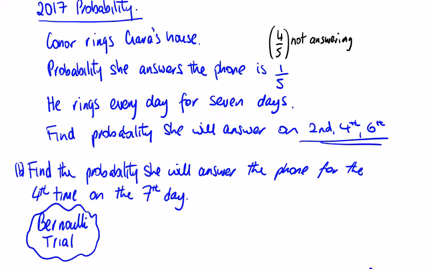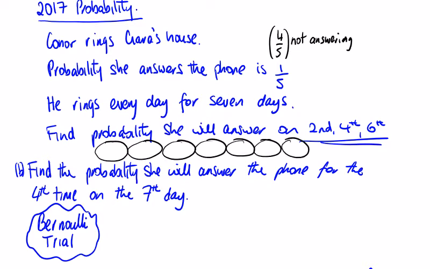Let's do 7 circles. 1, 2, 3, 4, 5, 6, and 7. And the probability that she answers on the 2nd, the 4th, and the 6th. So that's the 1 over 5s. The 2nd, the 4th, and the 6th. So you can see all the others are going to be 4 over 5. So it's a straight multiplication.